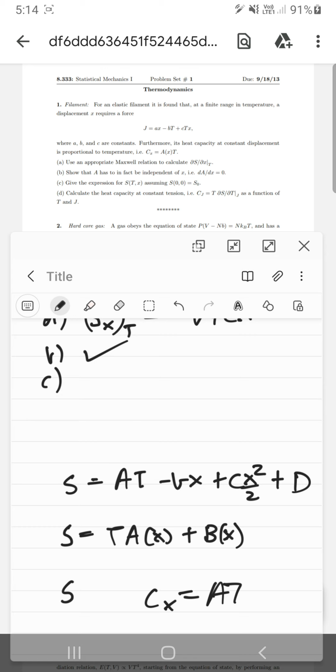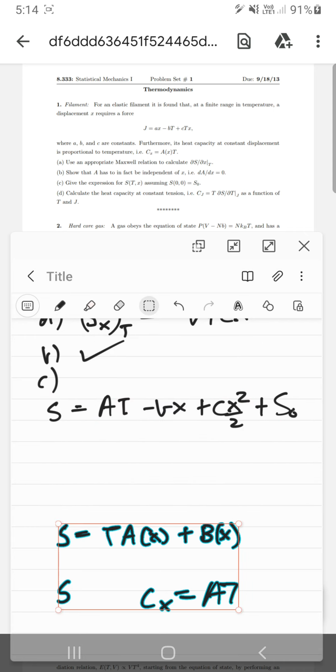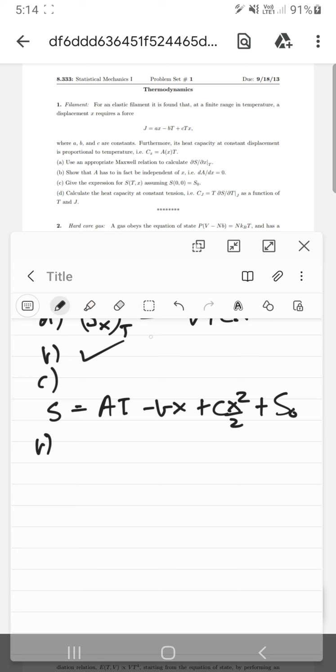C part: given the expression for s of t and x, assuming that s of 0, 0... So the general expression is just this thing. But now they have given us another constraint, that s of 0, 0 is s naught, which is to say that this should be s naught. So we are pretty much done with that as well. All right, next, calculate the heat capacity at constant tension, something like c_p, basically constant pressure heat capacity, whatever. So we basically just want to calculate this quantity t partial s upon partial t at constant j, and that shouldn't be hard, right?